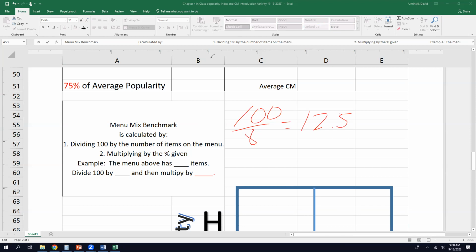But for some reason, we have this idea that in order to achieve average popularity, we want to be a certain percentage of that average. So in this case, right up here, you see we're 75%. That number will always be given to you. Whether it's 75%, 80%, 90%, it'll always be given to you in any scenario that you work on in my class, okay? So that 12.5, I want to multiply by 0.75, by that benchmark number that's given.